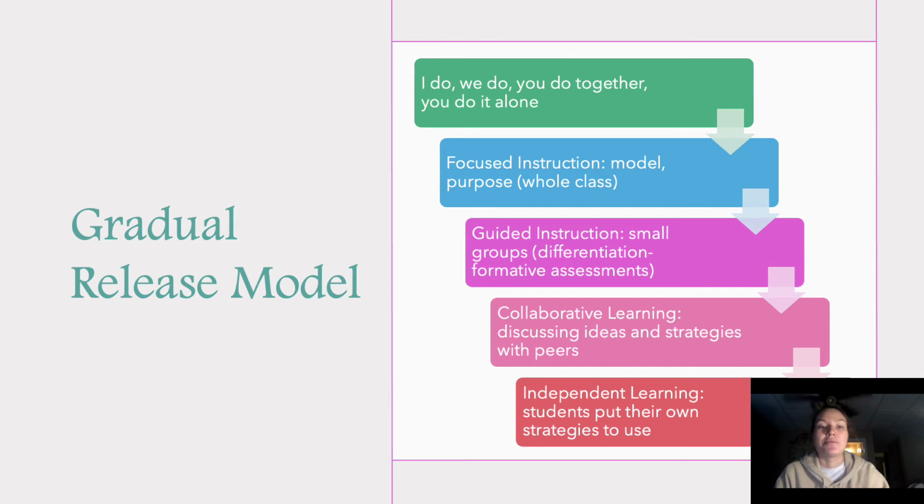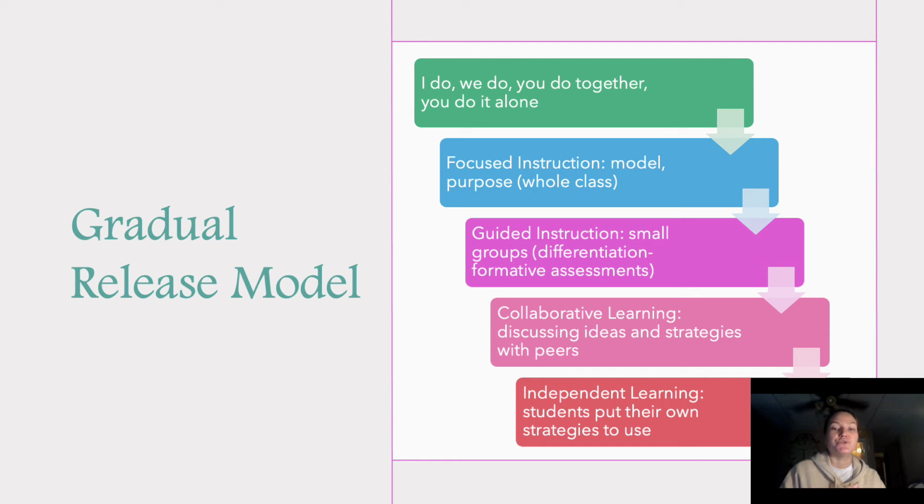Then you get to collaborative learning, which is you do together. So you're giving the students the chance to work together without you on a problem. So they're discussing their ideas and their strategies, they're sharing, maybe they're disagreeing, they're agreeing, whatever they're coming up with together, they're collaborating on this part together without the teacher.